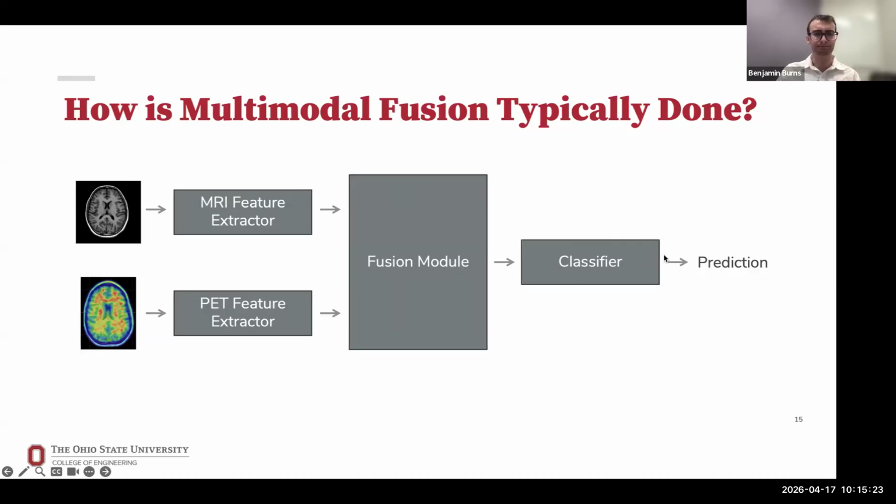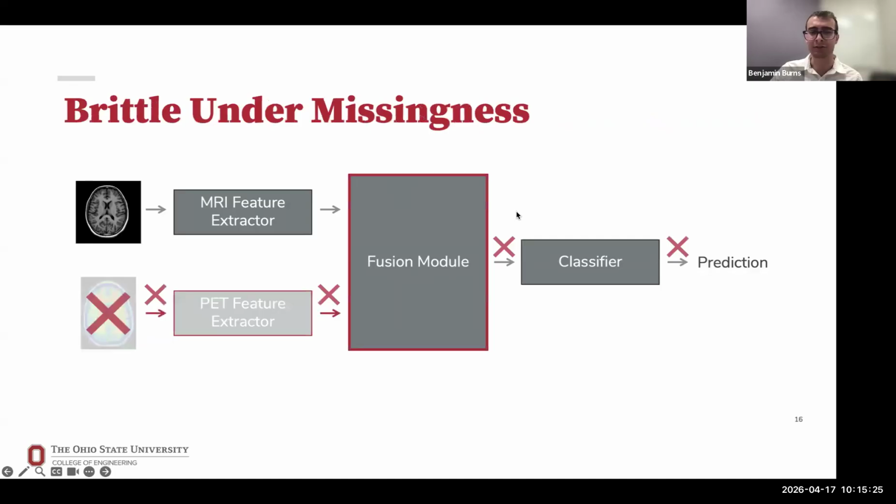perform a prediction. The issue here is if we no longer have one of the modalities that the system was designed around, the fusion module is expecting to receive both of these extracted features as input, but if it doesn't have those available, then it can't actually operate, and everything downstream, including our classifier and prediction, cannot be performed.